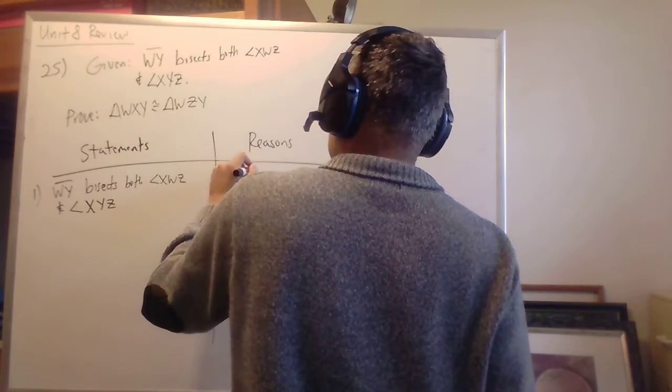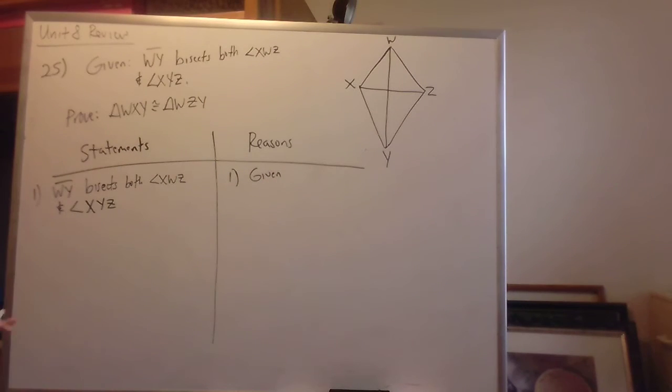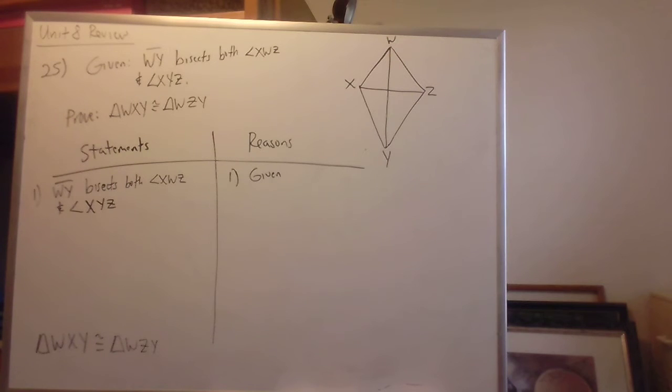And then the reason is kind of like the proof. And we know that it's given. And then I don't know how many steps we're going to have to go, but as I've explained to you with proofs before, we always want to write what we're proving. So down at the bottom, I'm going to write triangle WXY is congruent to triangle WZY. That is exactly what we're trying to prove. Okay.